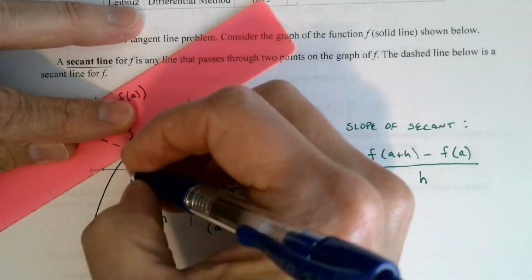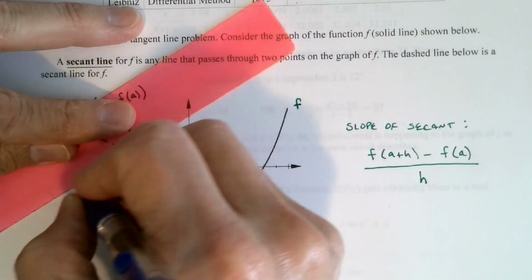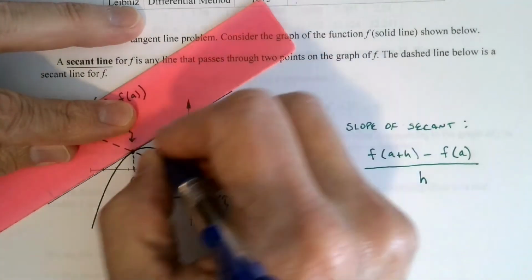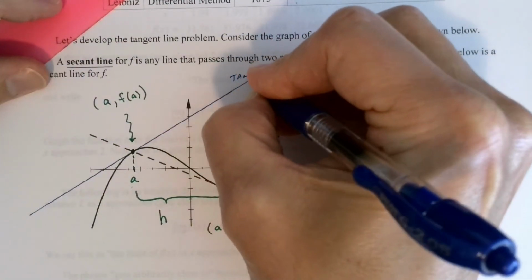Okay, so what would that line look like? It's going to be maybe something like this. Here's our tangent line.